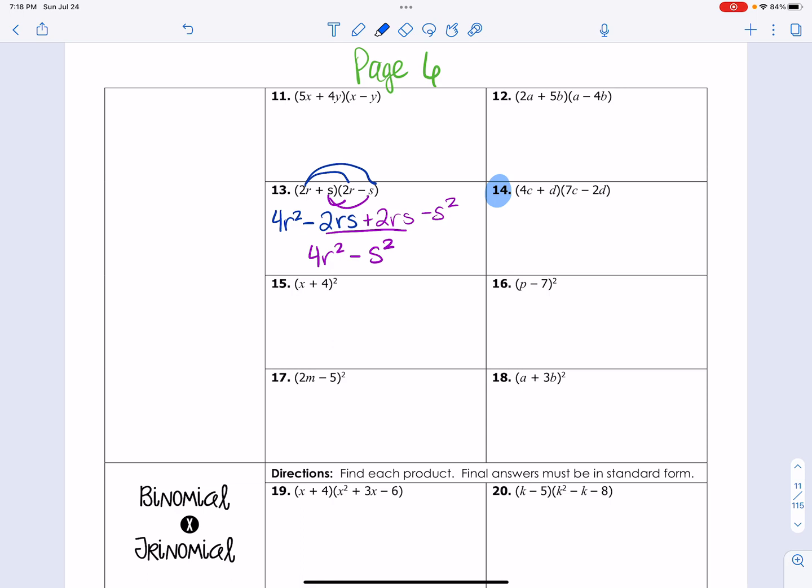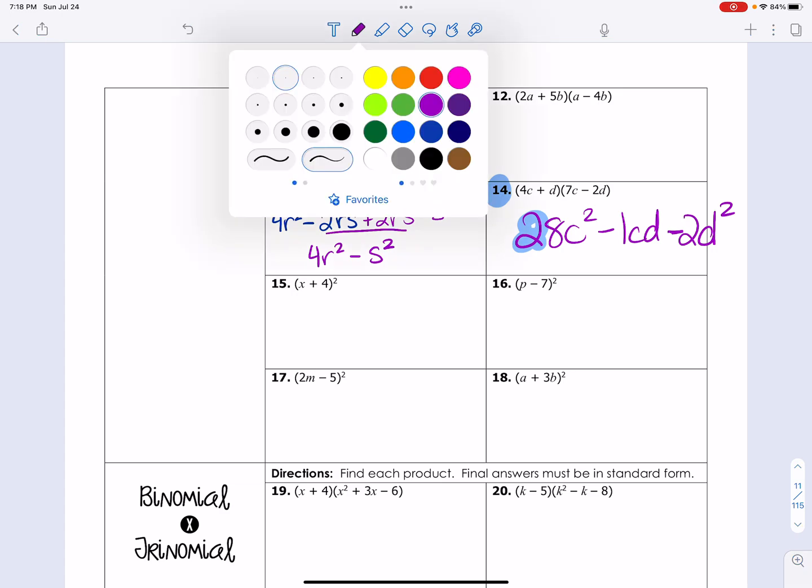Okay, the answer on 14 is 28c squared minus 1cd, and I don't care if you have the 1, minus 2d squared, sorry, I wrote the 2. Okay, I'm going to take a deep breath because the next one is probably the most important one I'm showing you.